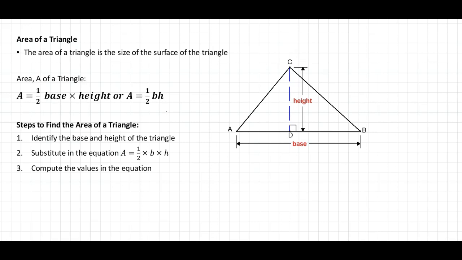Now, how do we get the area of the triangle? The area of the triangle is dependent on the height of the triangle and the base of the triangle. So what we do with that is we say 1/2 base times height. So we multiply the base and the height together and we divide that by 2. So we want to first identify the base of the triangle, the height of the triangle, multiply them together and divide the result by 2.